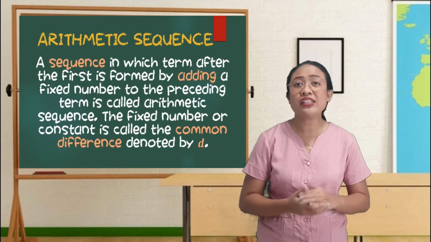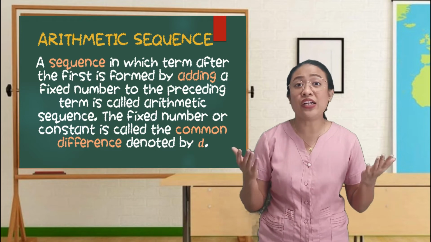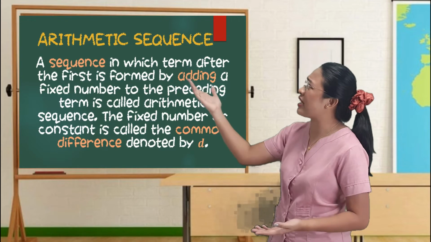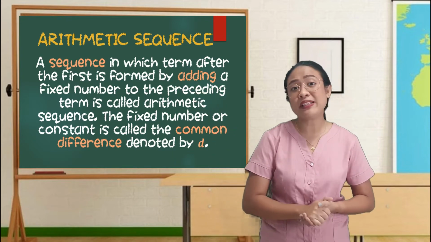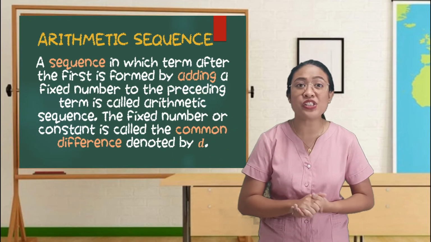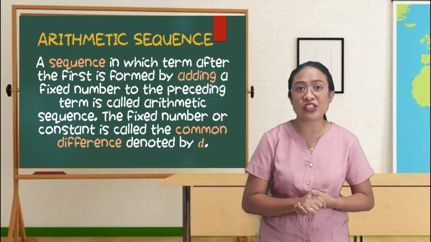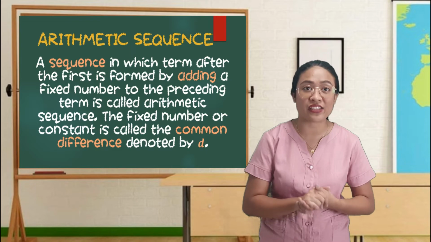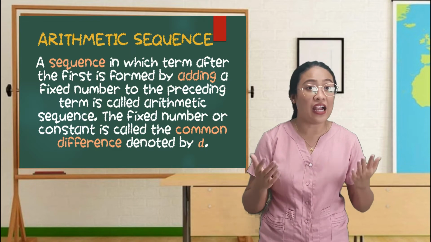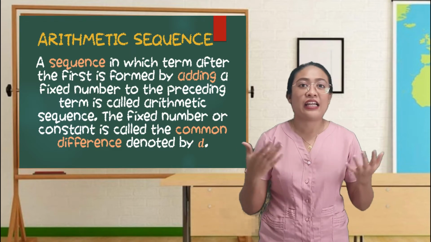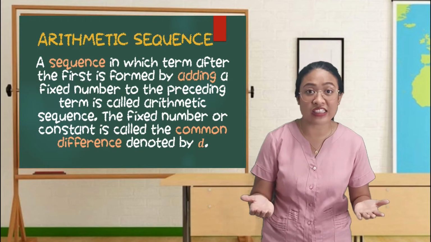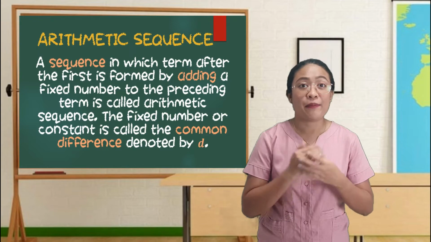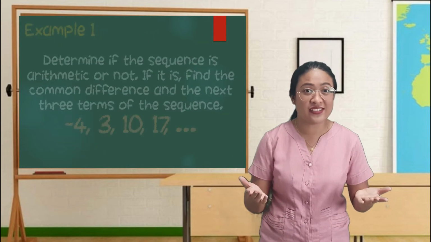Now, all these sequences are called arithmetic sequences. But what is an arithmetic sequence? An arithmetic sequence is a sequence in which each term after the first term is formed by adding a fixed number to the preceding term. The fixed number or constant is called the common difference, denoted by d.